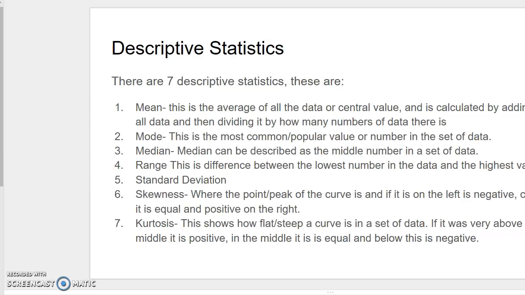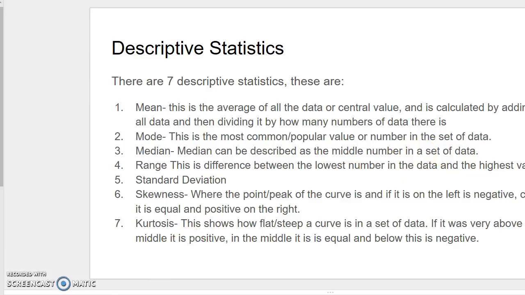Descriptive statistics. There are 7 descriptive statistics. These are the mean, which is the average of all data or the central value, and it's calculated by adding all the data and then dividing it by how many numbers of data there are. The mode. This is the most common / popular value in the set of data.